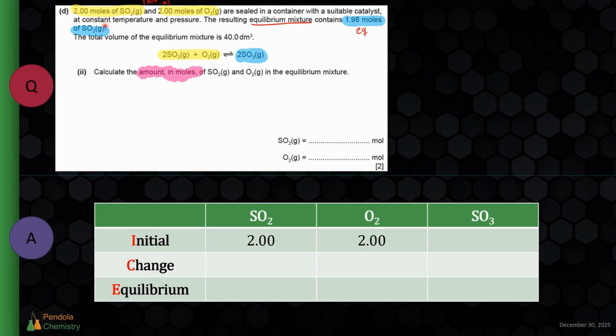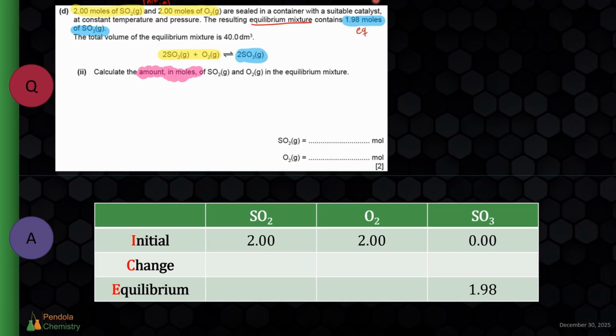We're not told what the initial amount of SO3 is. We're just told that the equilibrium mixture contains 1.98 moles of SO3, which means we can assume the initial moles of SO3 are 0. Why? Because it's not mentioned. They don't tell us that there's any SO3 in the initial mixture, and so we can assume that there is none, and we put 0 moles. We also know that the equilibrium mixture contains 1.98 moles of SO3, so that's something we can put in our equilibrium row. We have 1.98 moles of SO3.